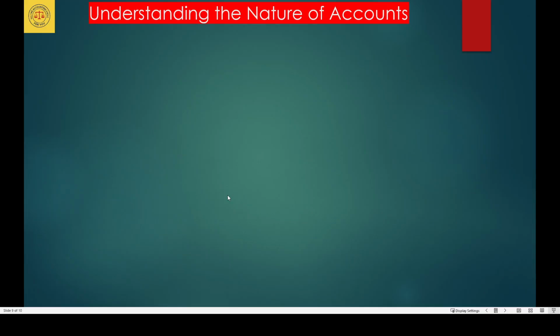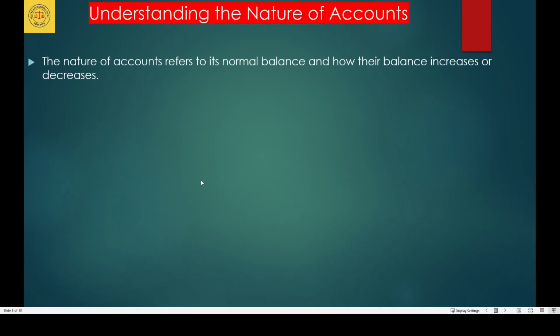Understanding the nature of accounts. The nature of an account refers to its normal balance.